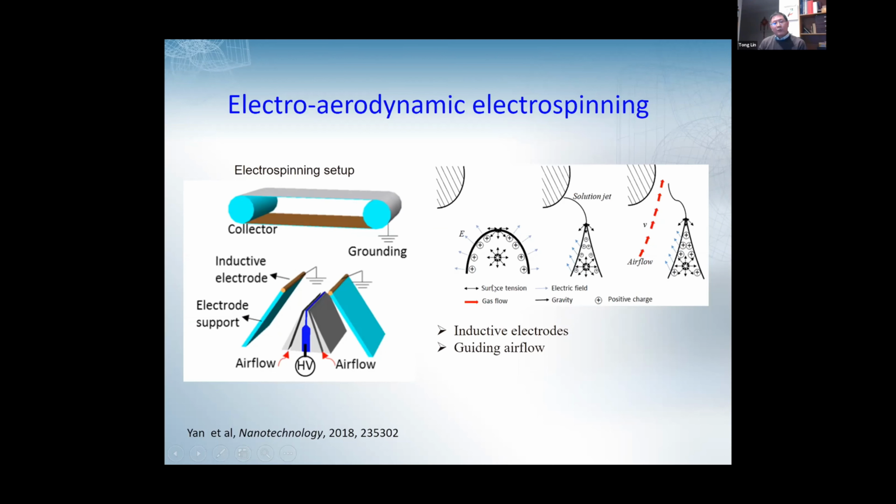So the airflow redirects the fiber and also introduces some shear force to reinforce the stretching process and speed up the evaporation. Because of this, the applied voltage is just above the needle spinning, but much less than the needleless spinning.